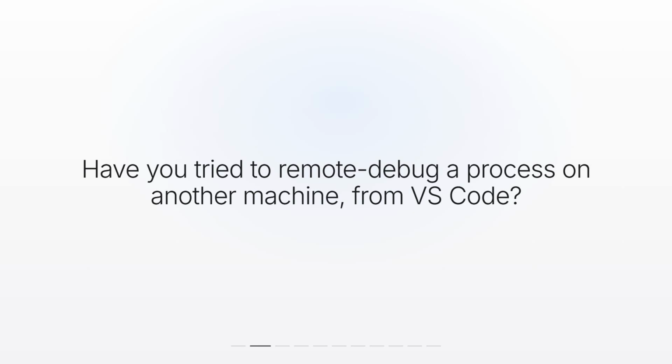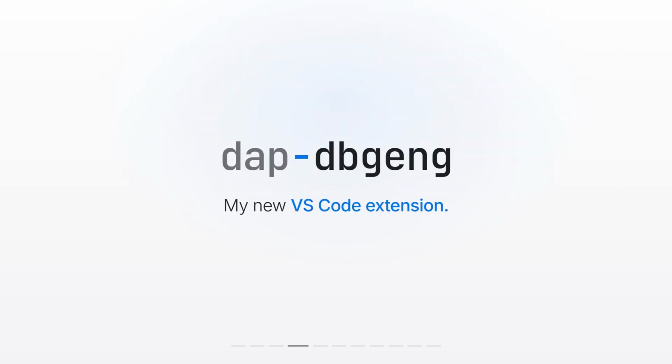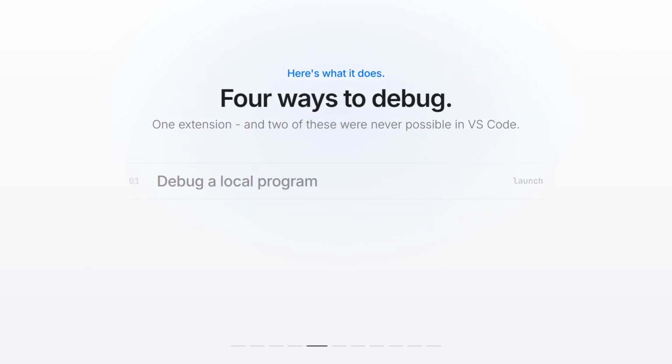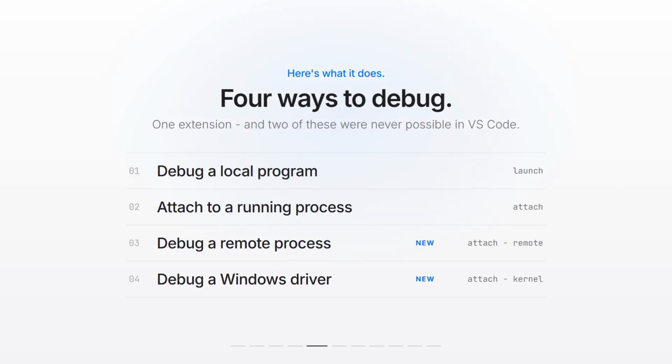Have you ever tried to remote debug a process on another machine straight from VS Code? And a Windows kernel driver? Yeah, VS Code just can't. So, I fixed this with my new VS Code extension. Let me introduce dap-dbg engine. It runs on the same engine that powers WinDbg. Okay, let's see what it can do. 4 ways to debug, and 2 of them were never possible in VS Code before.